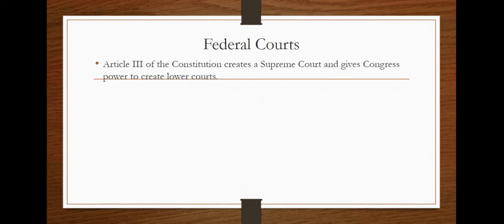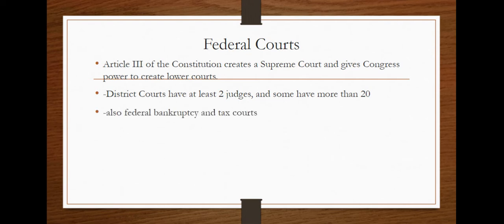Article 3 of the Constitution creates the Supreme Court and gives Congress the power to create lower courts. Now, we'll talk more about the Supreme Court tomorrow, in the last lesson. But one of the things as we go through this semester, we're talking about how do we get the laws and how do we get our legal system? Well, Article 3 of the Constitution creates the Supreme Court and gives the power to create lower courts. If we're dealing with those district courts, they have at least 2 judges. Some have more than 20 to handle all the cases.